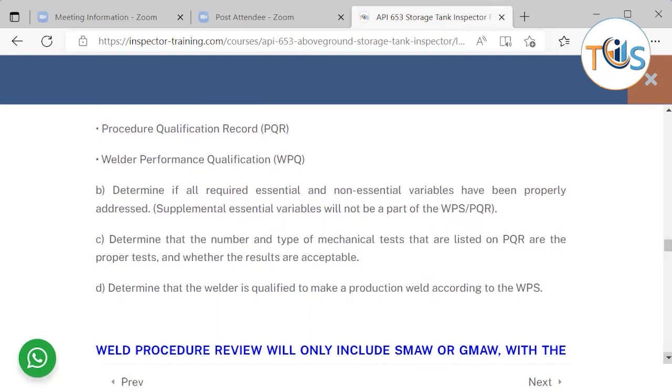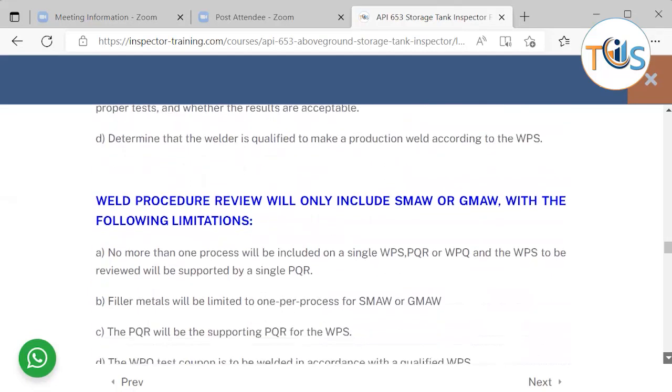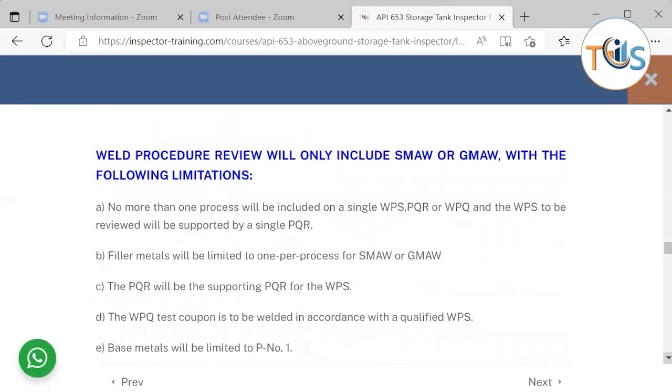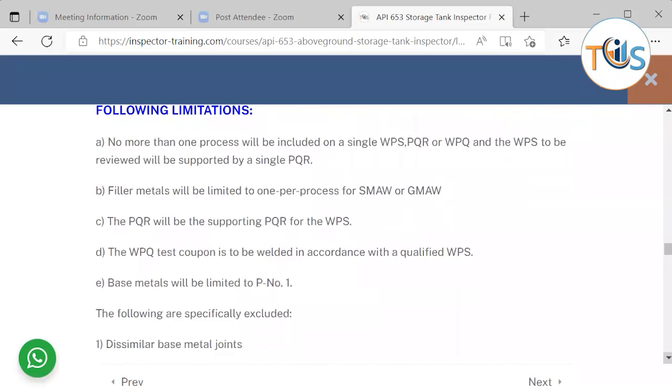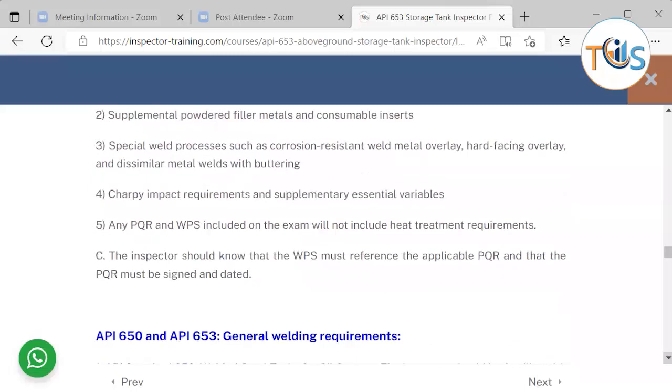You should be able to know about the essential, non-essential, and supplementary essential variables, and the thickness and diameter range qualification, and you should know about the P number, F number, and A number, and what they all mean. Weld procedure review will only include SMAW or GMAW with the following limitations, so it will be a very simple WPS actually, and the base metal will only be P number 1. There will be no dissimilar weld metal.